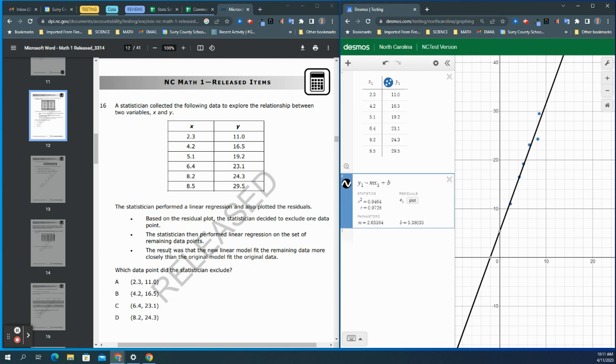Basically, this question is asking, based on the residual plot, the statistician decided to exclude one data point. They performed a linear best fit on the set of remaining dots, and the result was a new linear best fit model. So they want to know which one did they exclude. If we're going to exclude something, it's probably going to be this point or this point, and we want to choose the one that's the farthest away from the line.